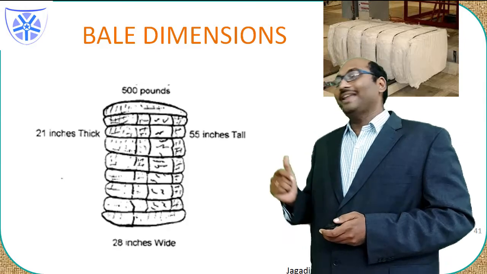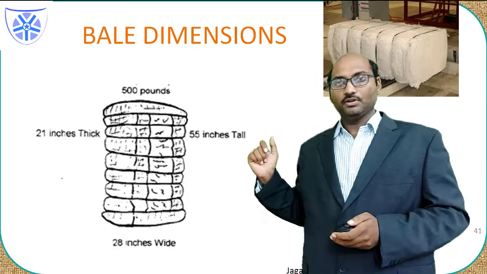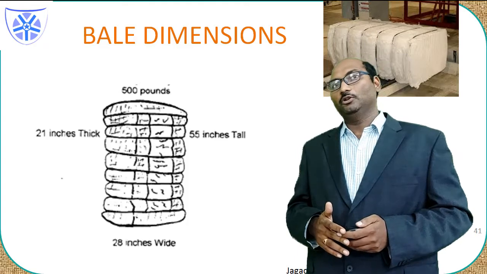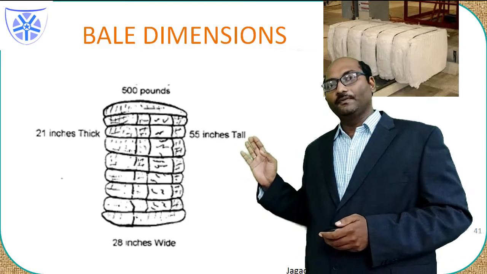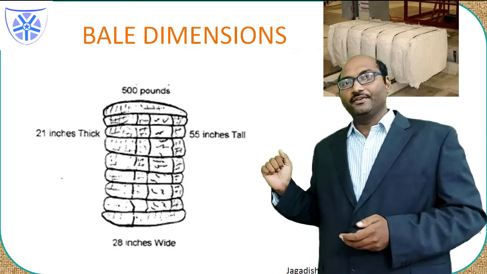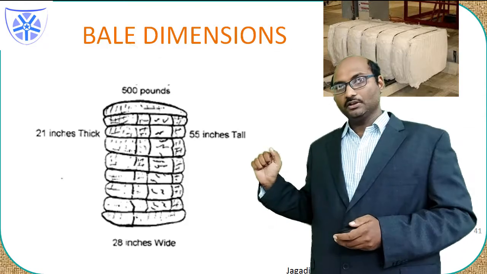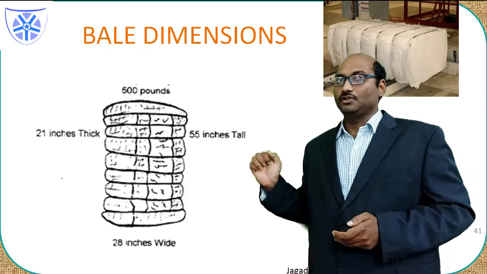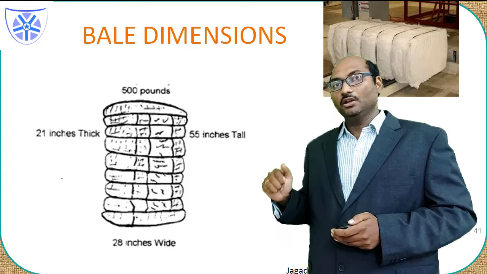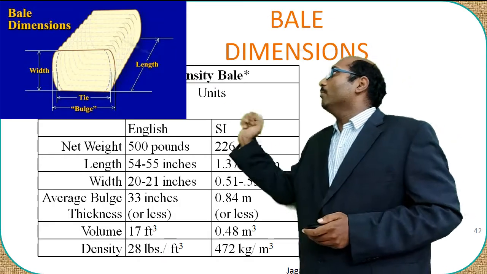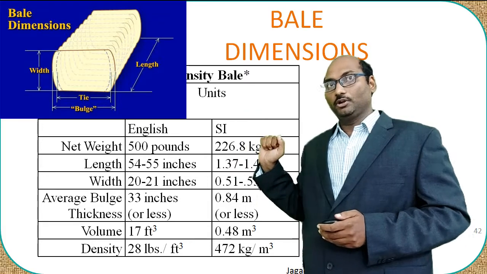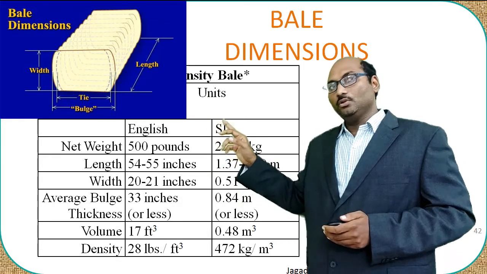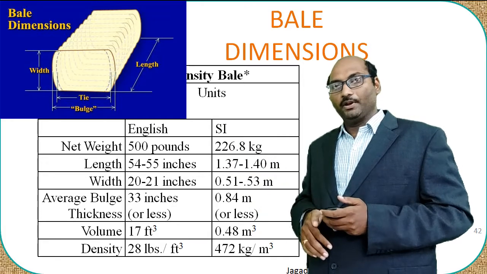Okay. If you see the dimensions, they are universally accepted in the entire world: 500 pounds, like 227 kg. Whereas, the height is 55 inches, that means less than 5 feet, and 21 inches thickness, and 28 inches wide. Sometimes it will bulge, it should not be more than 33 inches. So, this table shows the bale dimensions. Okay. The lengthwise, widthwise, and the tying. How much should be the tie? So even once it is tied also, some sort of bulging will happen in that region.